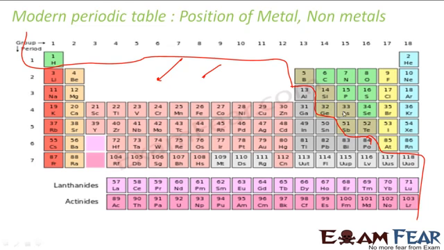Boron, silicon, germanium, arsenic, these are called metalloids, which have metal and non-metal properties. But again, that's still debatable. Some people say they are metalloids, some people say they are metal, some people say they are non-metal. Again, we'll not debate here. What I'm trying to say is everything on the left hand side from this line which I taught is a metal, and on this side is non-metal plus metalloid. So we see there are very few non-metals and a huge number of metals.